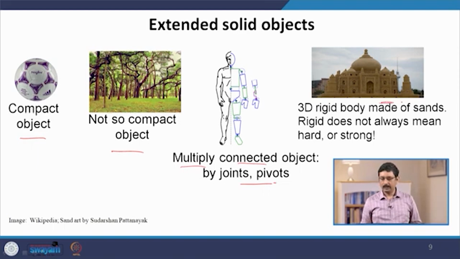This is an interesting example. This is a sand art. This is a sand Taj Mahal. This is an example of a solid object which is made of small grains of sand. I put it to show that there is a lot of variety among solid objects, and that rigid does not always mean hard or strong. So, I mentioned this word rigid.